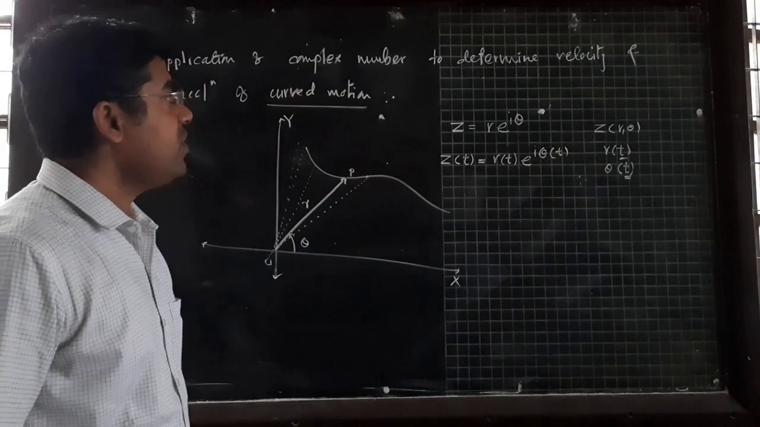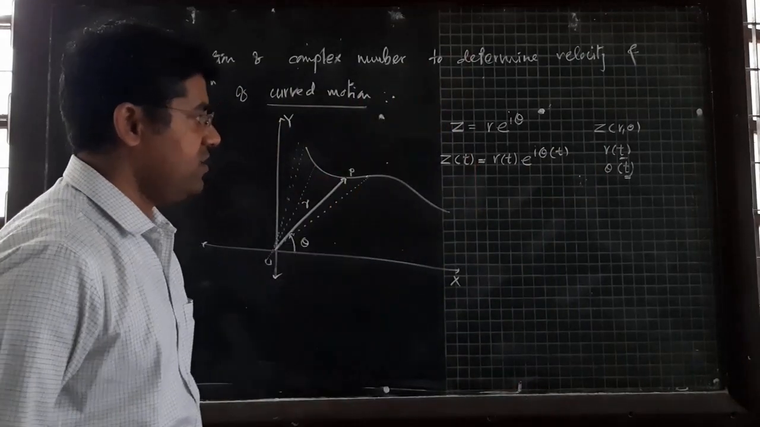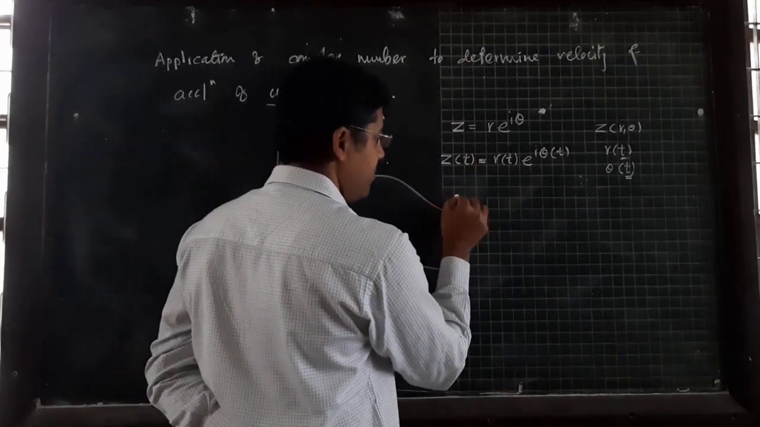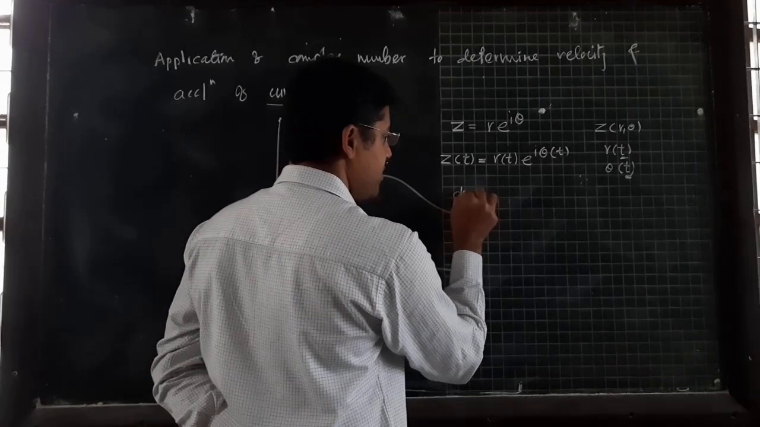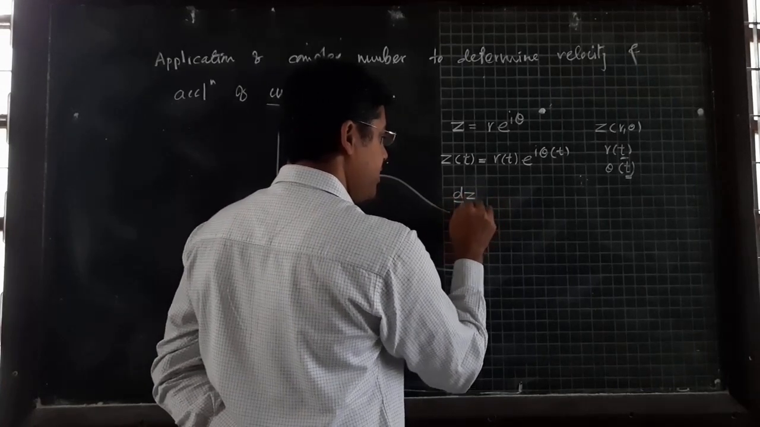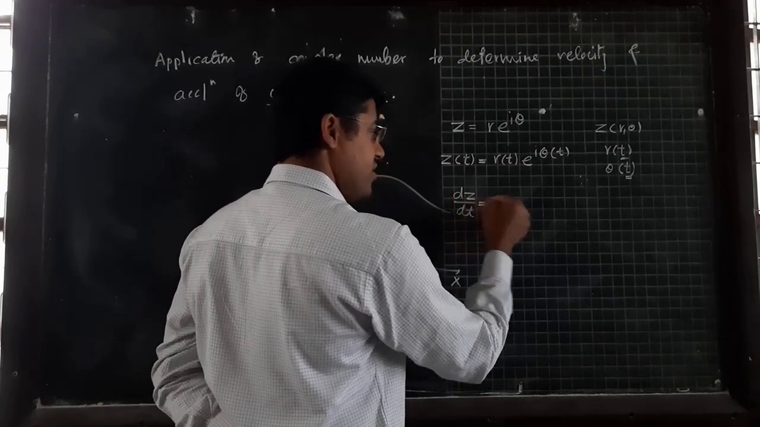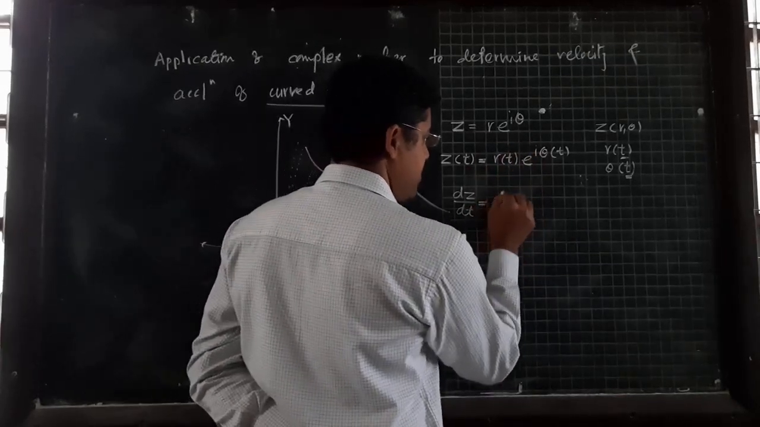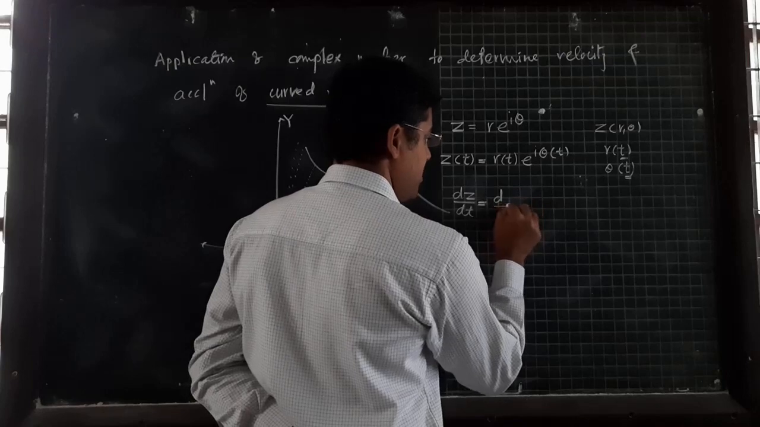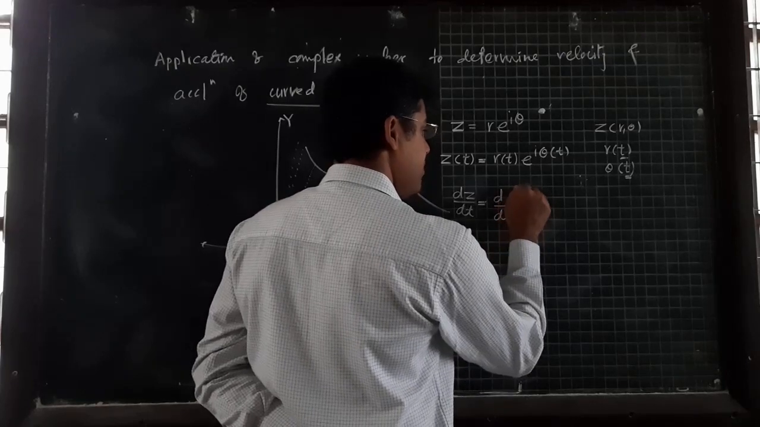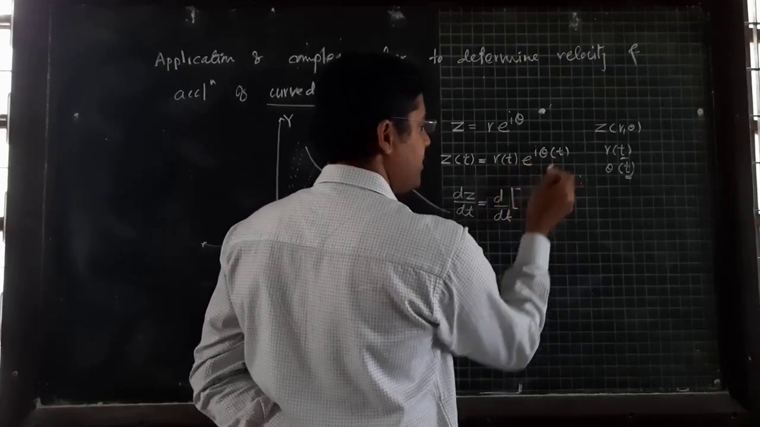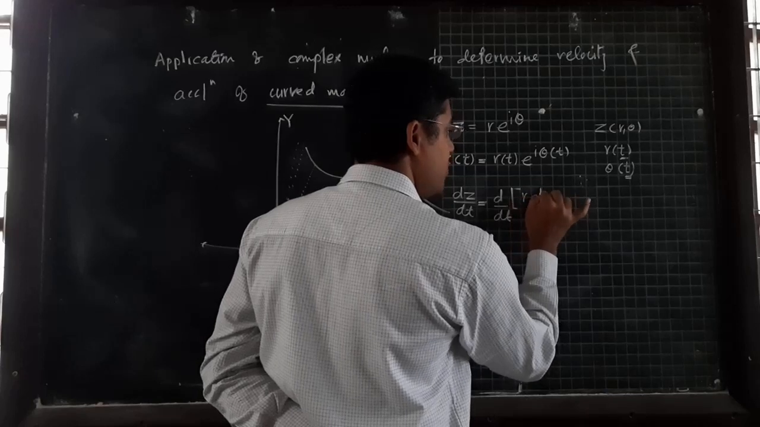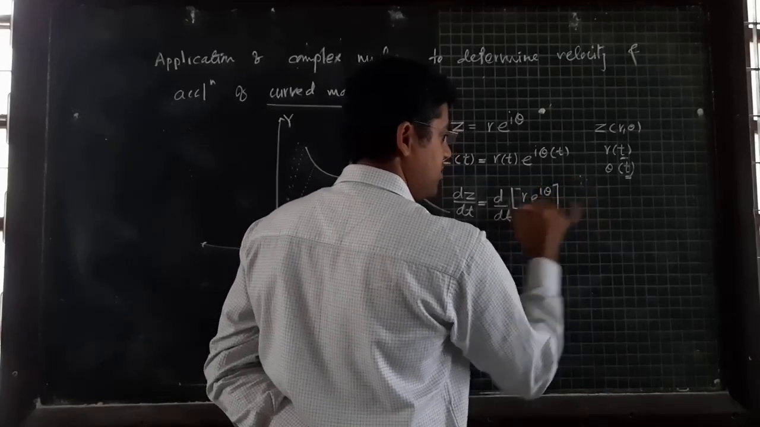Now my aim is what? We have to determine the velocity. So velocity, how can we find out the velocity? This is nothing but dz by dt. Okay, so that is nothing but what? This is d by dt of, in terms of the components r and theta, r e raised to i theta.